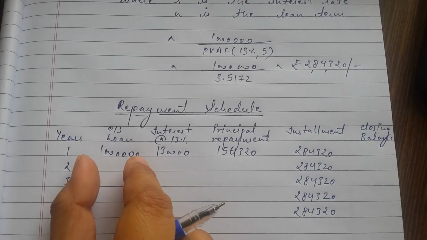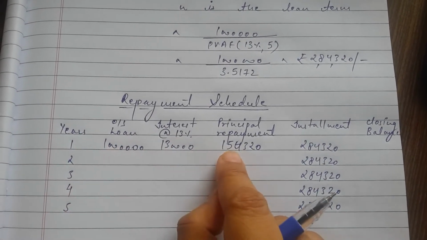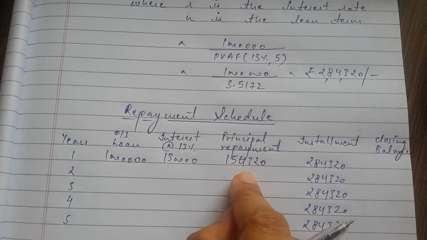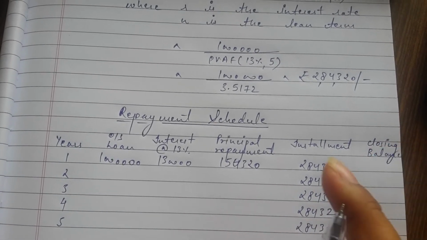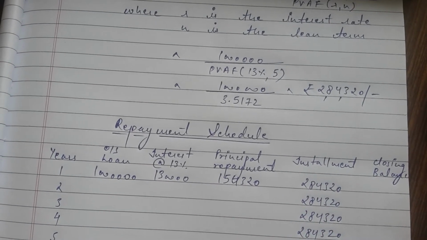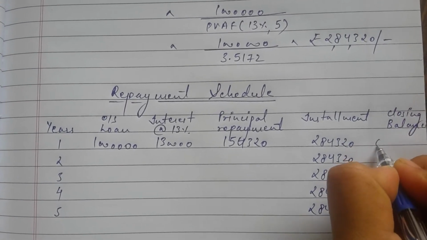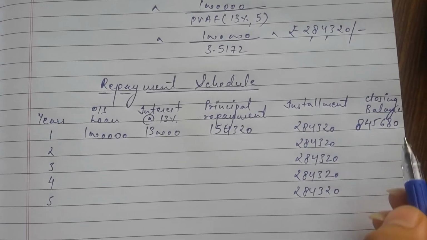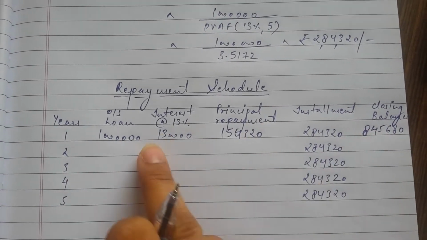The outstanding loan at the start of the first year is 10 lakh rupees, out of which 1,54,320 has been repaid at the end of year 1. So the remaining portion of the loan which is outstanding at the end of the first year will be 10 lakh minus 1,54,320, which is 8,45,680. This is the closing balance of year 1, so it will be the opening balance of year 2. Just mention this figure here.